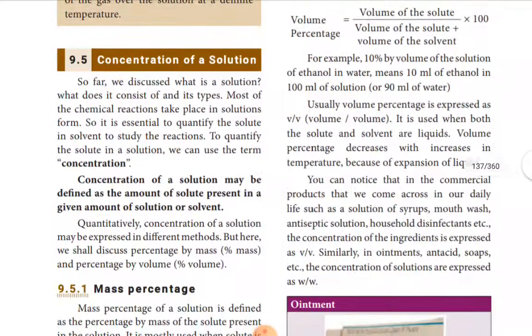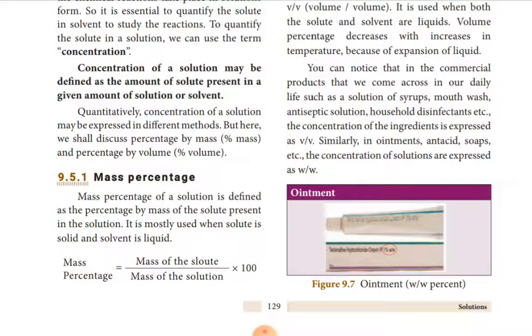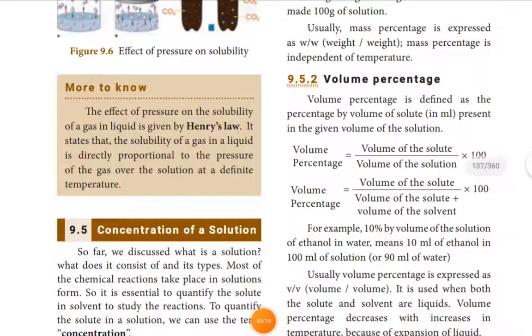Then concentration of the solution is the amount of solid present in the given amount of solvent. It is expressed as percentage by mass and percentage by volume. Mass percentage is the percentage by mass of solid in the solution. That is, mass percentage is equal to mass of solid by mass of solution into 100. At the same time, what is volume percentage? That is the percentage by volume of solid in the given volume of solution. So volume percentage is equal to volume of solid by volume of solution into 100.